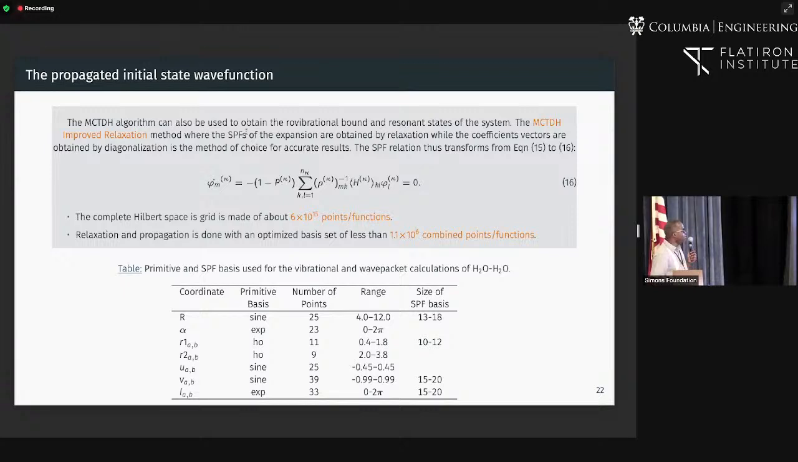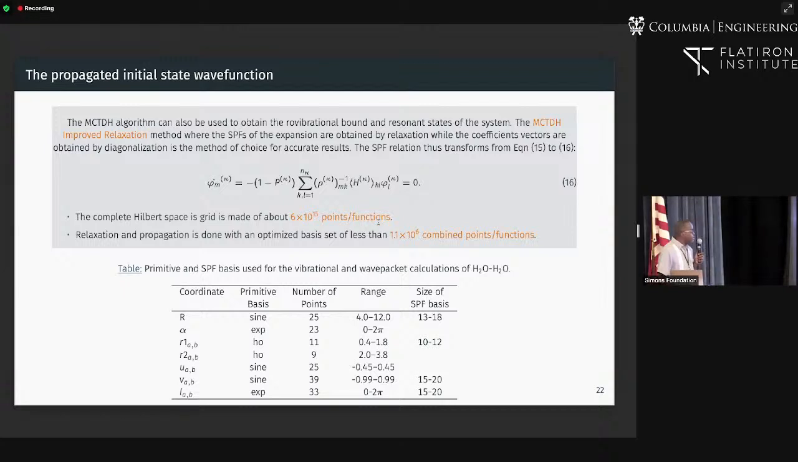These are more or less the set of coordinates I use for this specific calculation. And if you just want to think about the size of the Hilbert space in terms of points for this specific primitive basis that I've defined here, you'll realize that you'll need something of the order of 10 to the 15 points. Thanks to the usage of MCTDH, I just have to propagate about a few thousand functions and get the result with very good accuracy. So it's a huge fraction saved in the cost of the calculation.